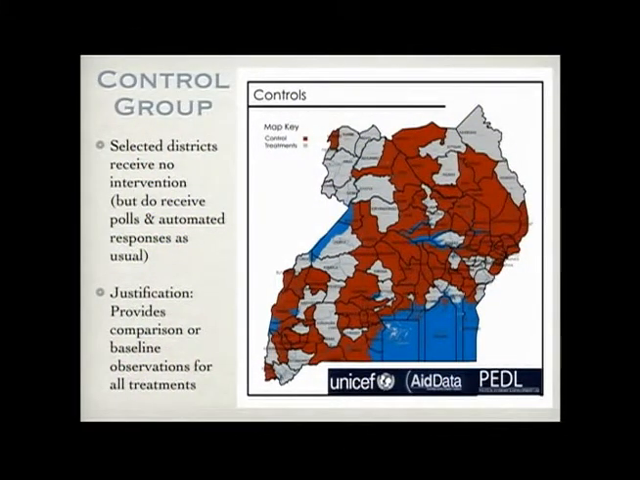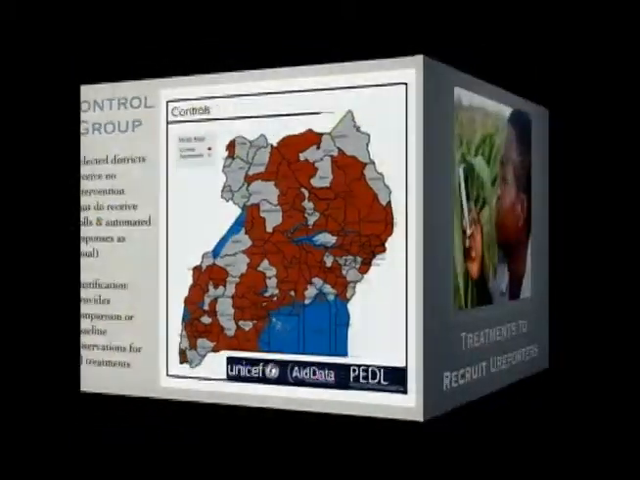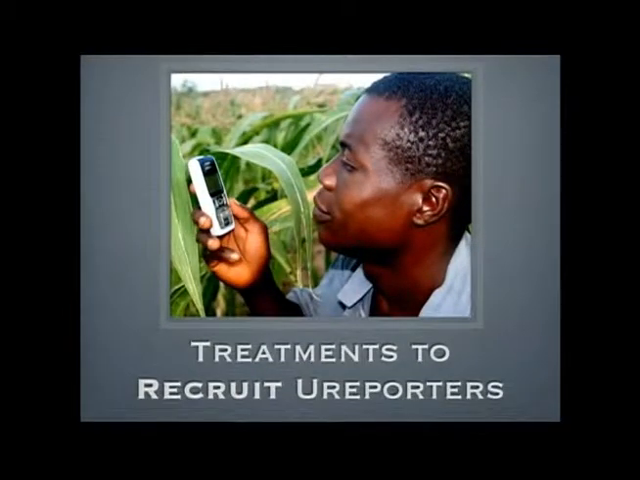We decided to divide Uganda geographically by district, 116 districts. We assigned most of the districts to a control group, in part because, as I'm going to show you in a minute, some of the treatments didn't respect the district boundaries very well. So there's the control set. The first question, of course, is how do you recruit these folks?